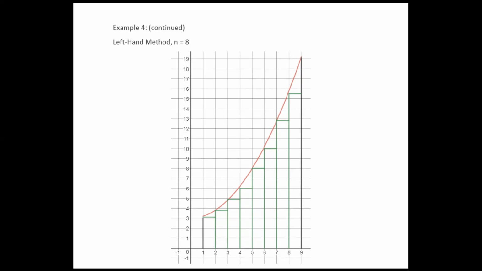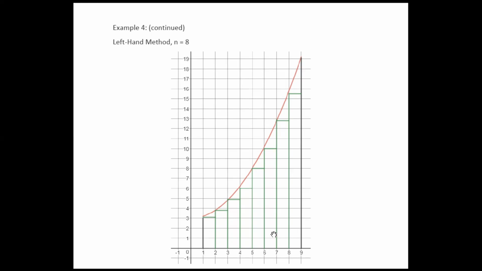But I would like to make certain you realize one thing. In the left-hand method, we always used 1, okay, as a height. We never used 9 as a height. The left-hand method starts at 1, but it will never use the 9. Okay, this is called the left-hand method.